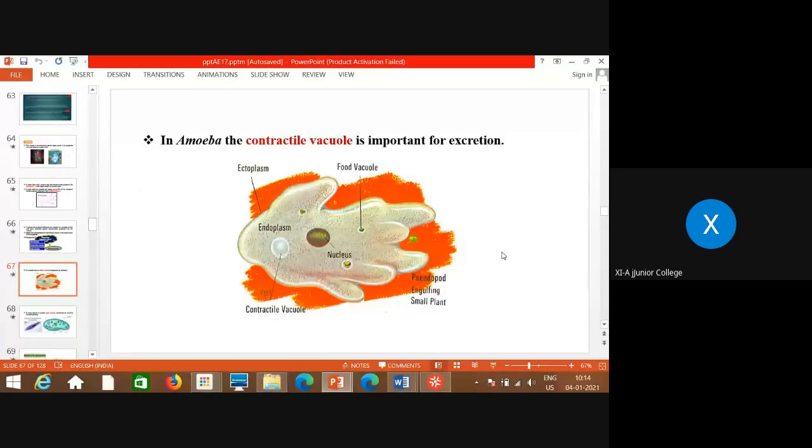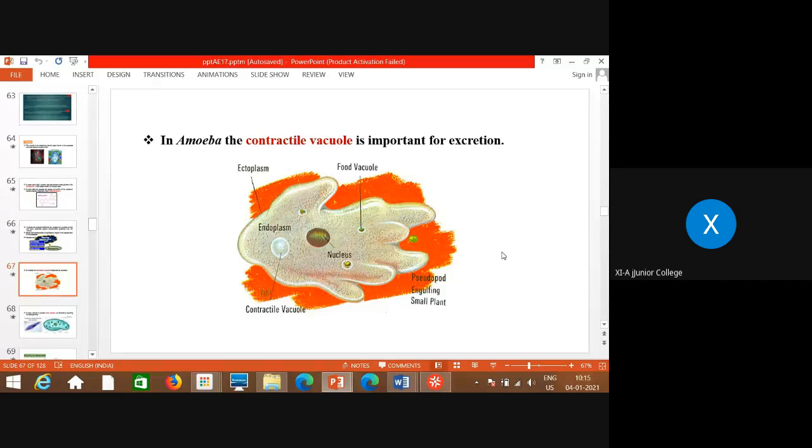Now in case of amoeba, the contractile vacuole is important for excretion. Now you must have learned the structure of amoeba also. What is the specificity of amoeba? It shows the presence of pseudopodia. Pseudo means false, podium means legs. So false leg-like structures are present, and it has no specific shape, right? So as per the requirement, it changes its shape.